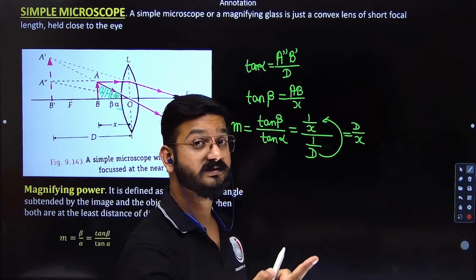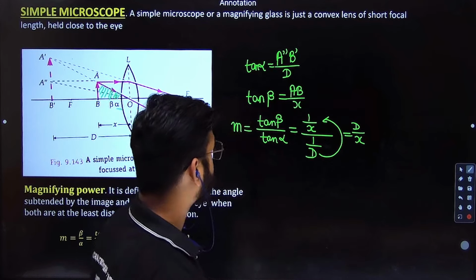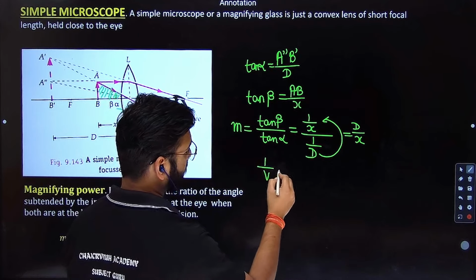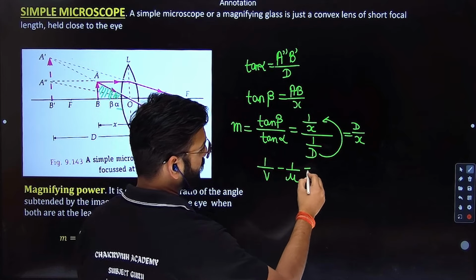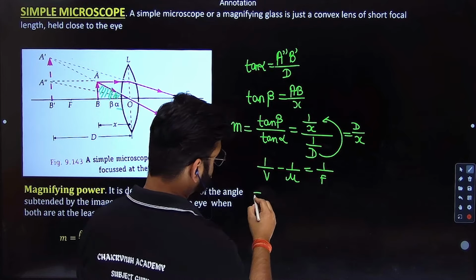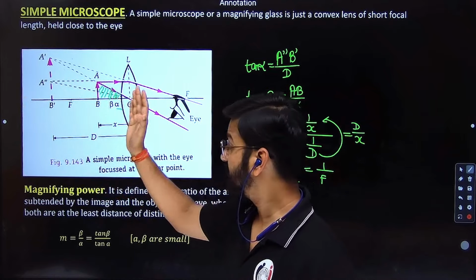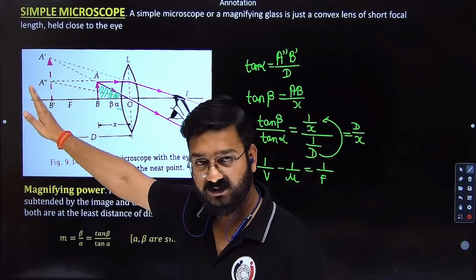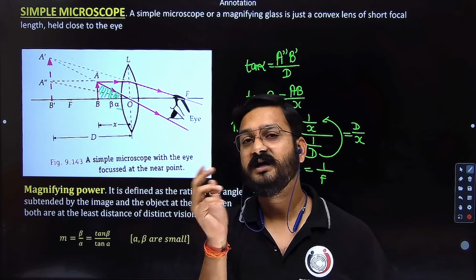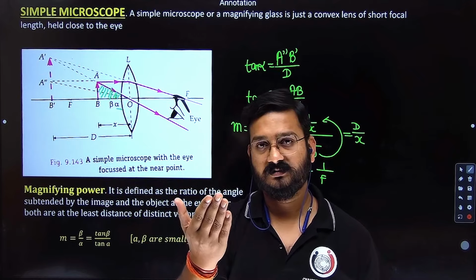We can still modify this by using the lens formula. So what is the lens formula? 1 by v minus 1 by u equals 1 by f. Students, where is the image formed? The image is formed on the same side of the object, on the left side, correct?